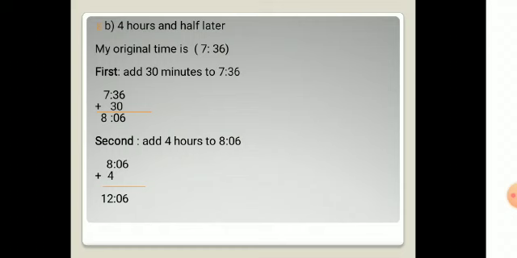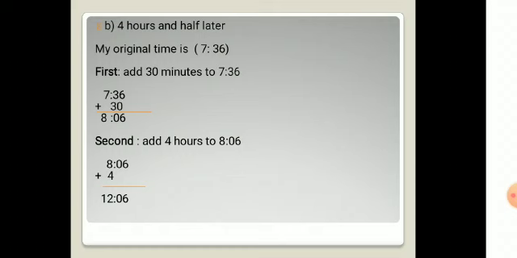So first, grade 4, I have to add the minutes. Then, after adding the minutes, I have to do another step, and it is adding the hours. So first, add 30 minutes to 7:36. So 7 and 36 minutes plus 30 minutes. 36 plus 30 will give me what? 66. Can I leave the minutes like this, exceeding 59? No, of course not. So I have to subtract 60 from 66. It will give me 6 minutes, and then add this 1 hour to the hours. So it will give me 8 hours. So my time is 8:06.